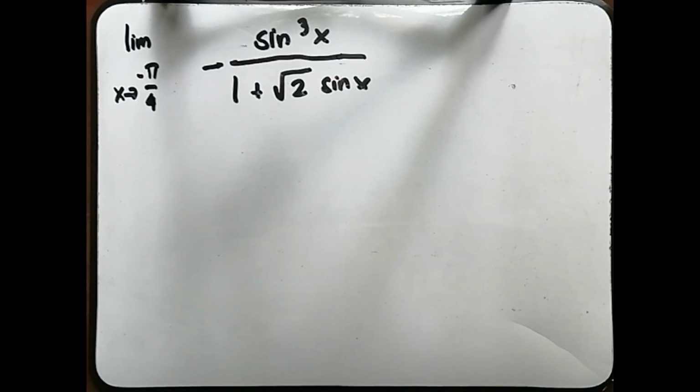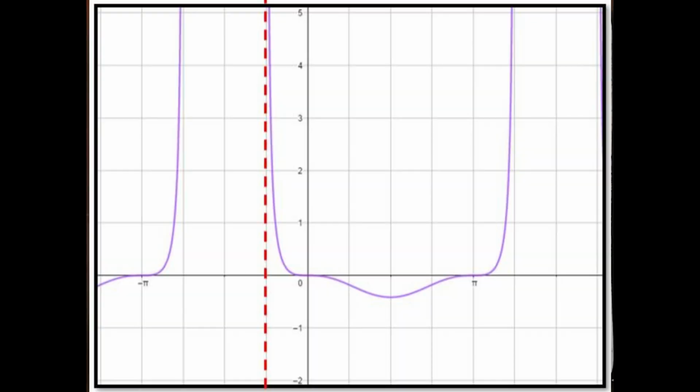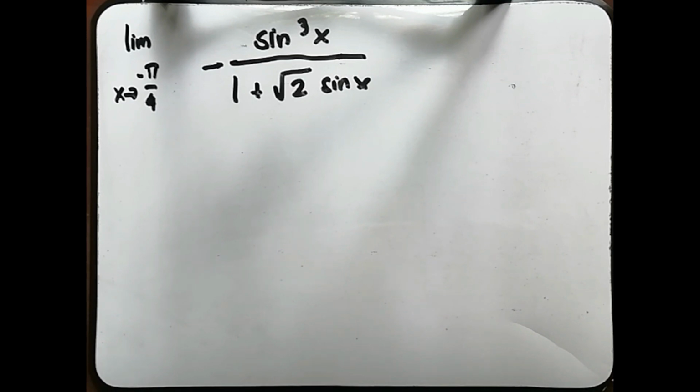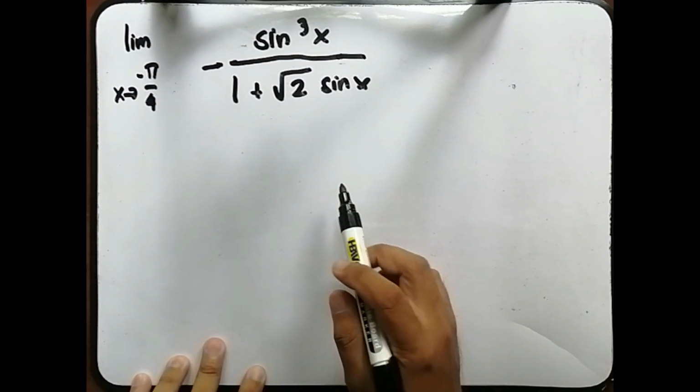We evaluate the limit of the negative of sine cube x all over 1 plus the square root of 2 sine x. So pag titignan natin yung graph niya, the graph of f of x near x equals negative pi over 4, meron siyang vertical asymptote at x equals negative pi over 4. Thus, we say that the limit of the function as x approaches negative pi over 4 is equal to positive infinity. Ngayon, i-confirm natin kung yung limit ba na yon is true, analytically.